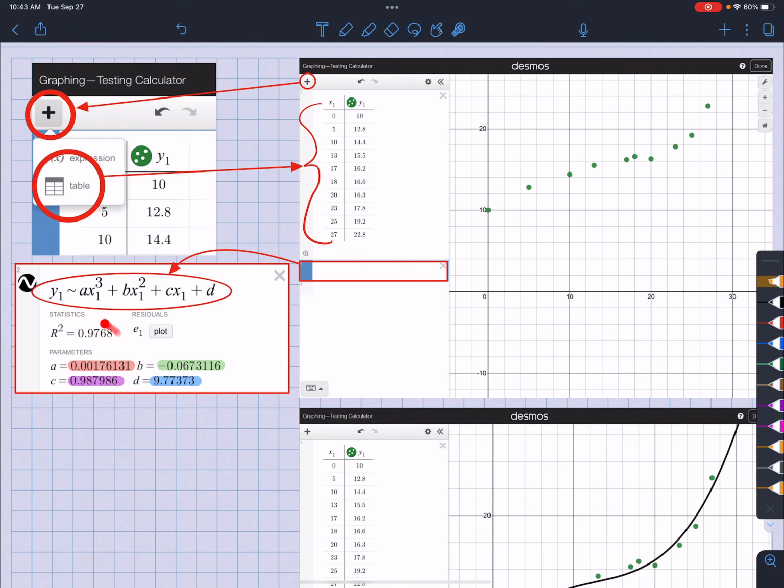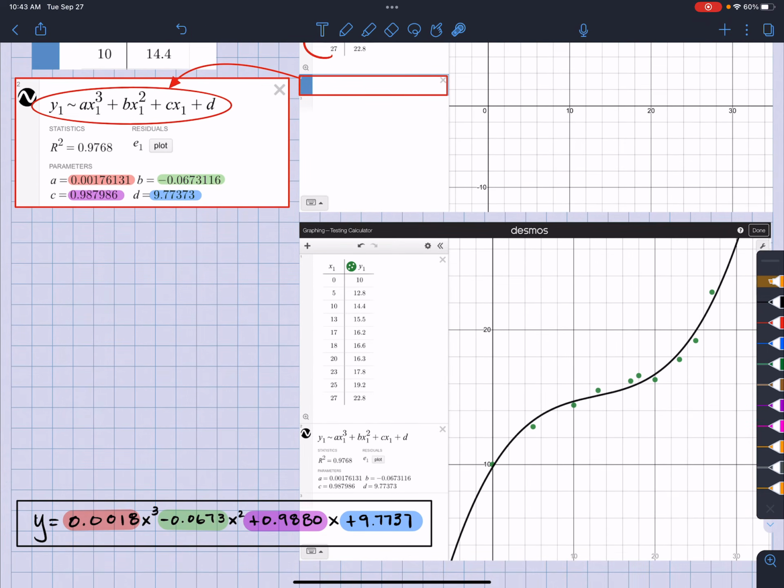And again, the R squared is very close to 1. So it's a pretty darn good fit line. So there's the best fit line that this is showing, which is this equation right here. Okay. So from there, I can also see that the A, B, C, and D are right here.